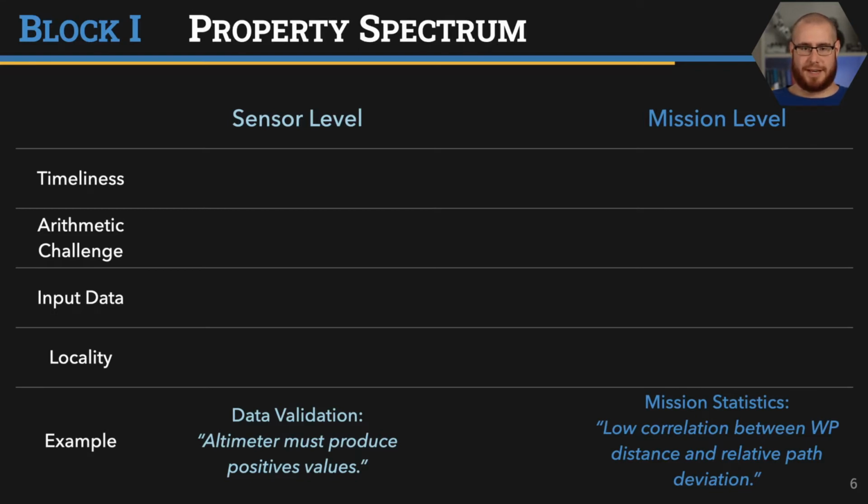On the mission level side of things, things are more abstract, and it depends more on the mission itself. It's not so generic. So an example here could be, we want to check whether there is a low correlation between the distance of waypoints and the relative path deviation we have from the path we computed.